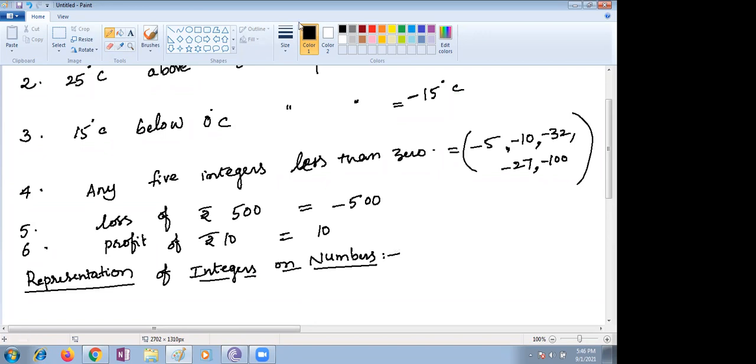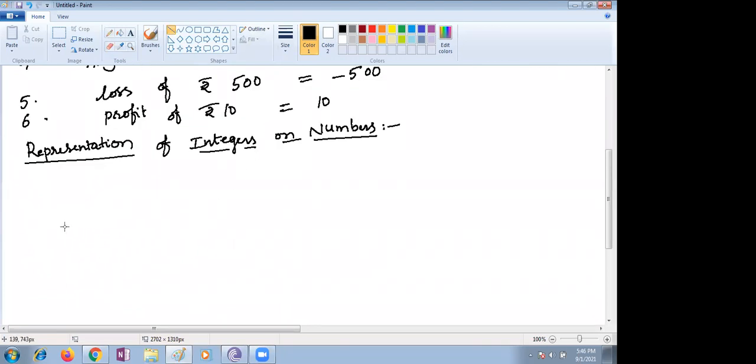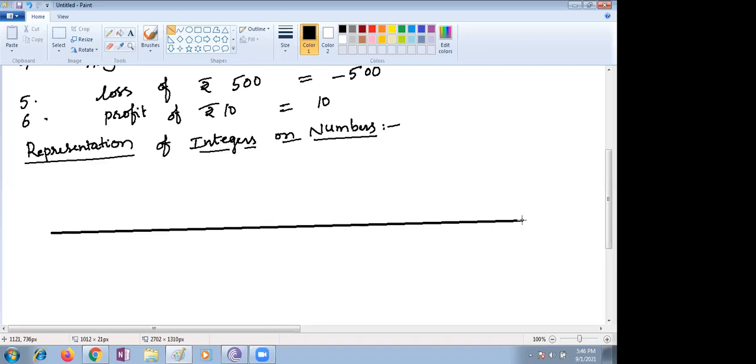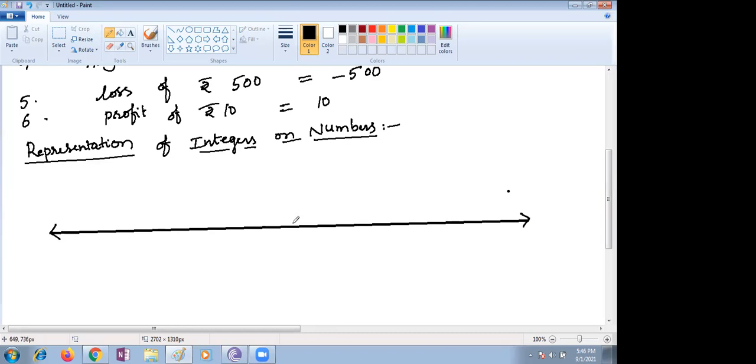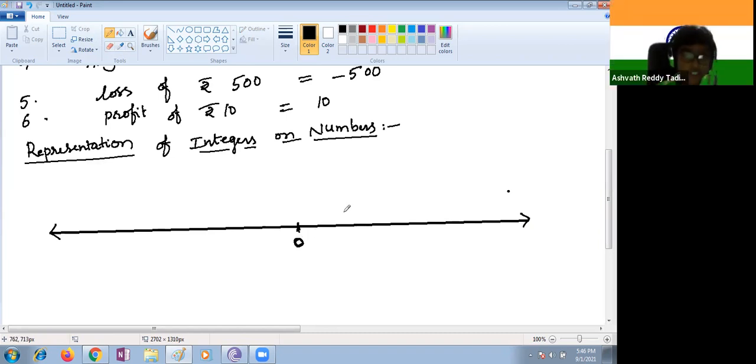Children, very easy. You just check what I am doing on the screen. Try to understand. Draw a number line. Line means we can extend endlessly in both directions. Exactly. Mark point 0 exactly in the middle of your number line.